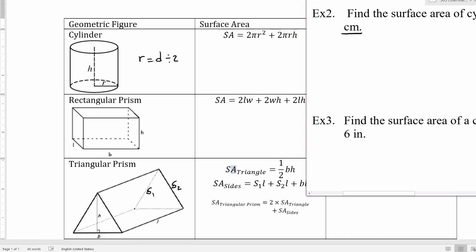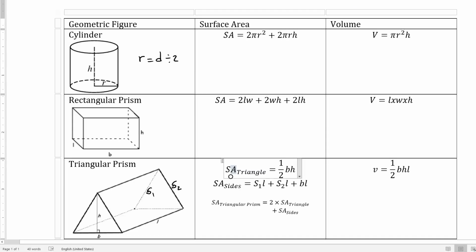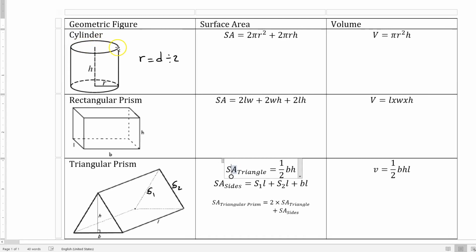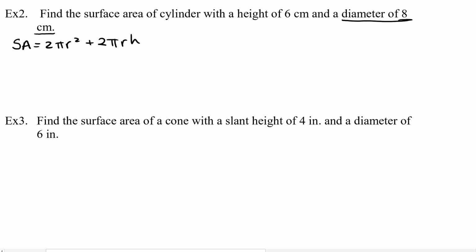So first things first, I'm just going to write the formula down. So the surface area is 2 pi r squared plus 2 pi r h. But the diameter here, and I think that you can see it actually on here, if you divide it by 2, you get your radius, because if all along the top here is the diameter, half of it would be your radius. So I'm going to say that the height is 6, and the radius is going to be 8 divided by 2, so it's going to be 4.